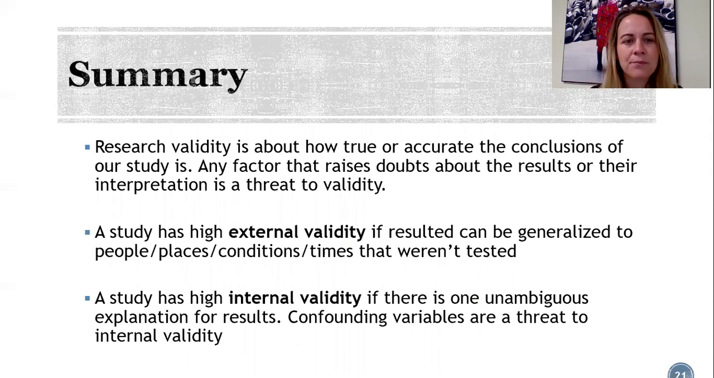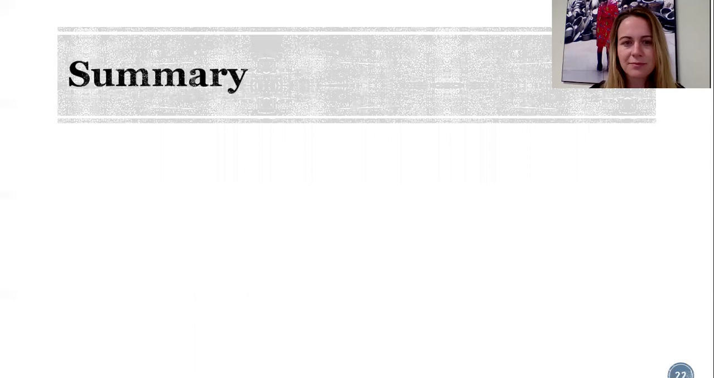So to summarize, research validity is about how true or accurate the conclusions of our study are. Any factor that raises doubts about the results or the interpretation is a threat to validity. A study has high external validity if results can be generalized to people, places, conditions, times that weren't tested. And a study has high internal validity if there's one unambiguous explanation for the results. Confounding variables are a threat to internal validity, and we want to do what we can to avoid confounds.